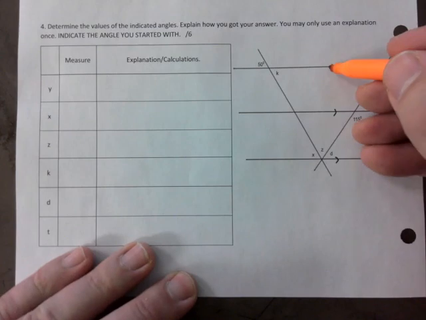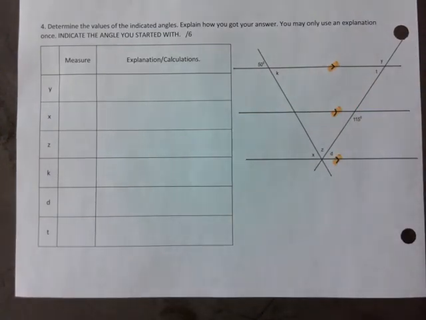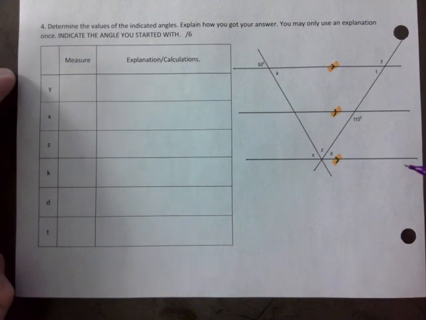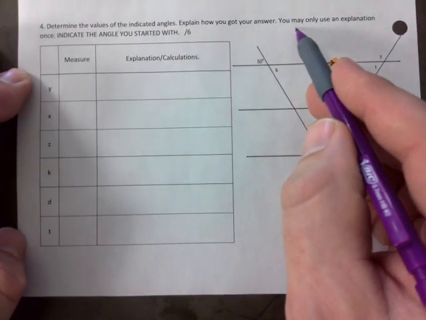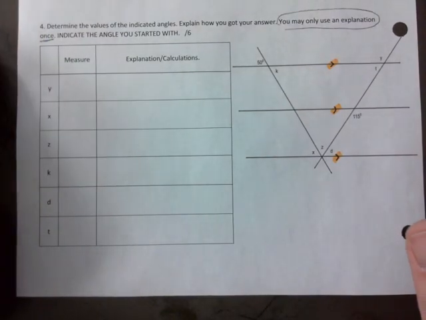I saw a bunch of you highlighting the parallel lines. So there are 3 parallel lines. Basically they're copies, right? Think of them as copies of each other. Determine, explain how you know. You may only use an explanation once. I won't care today really that much. So if you did it, way to go.